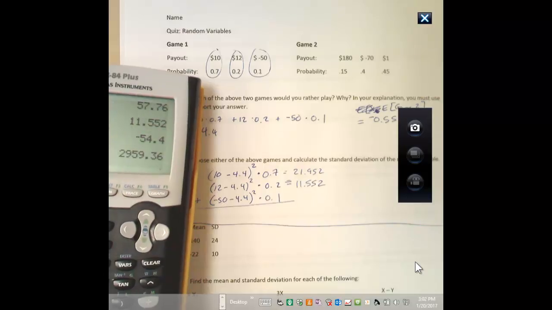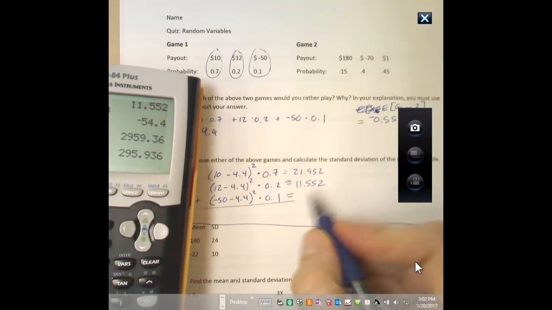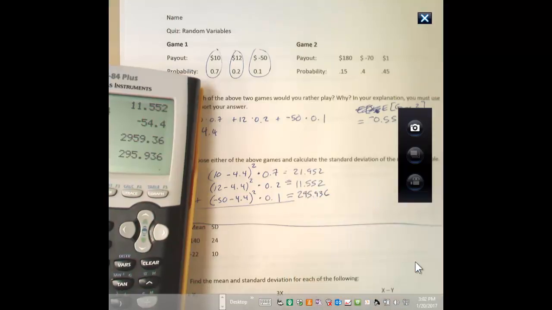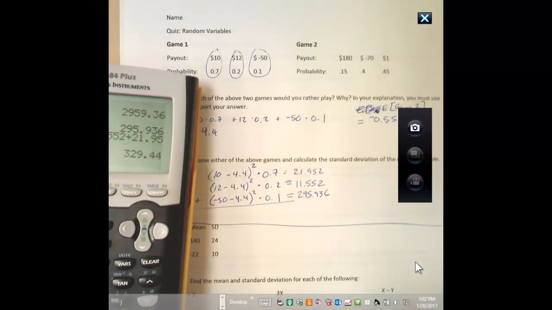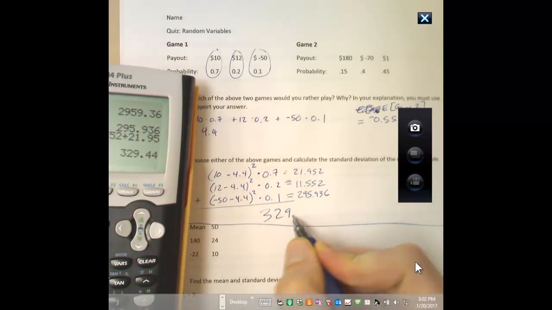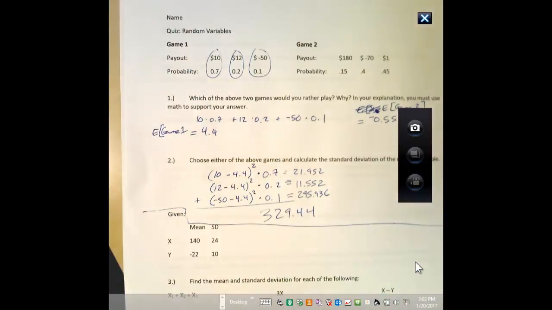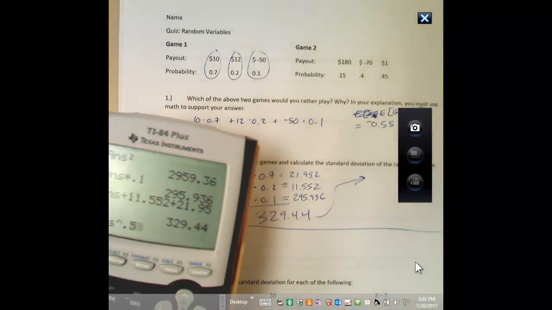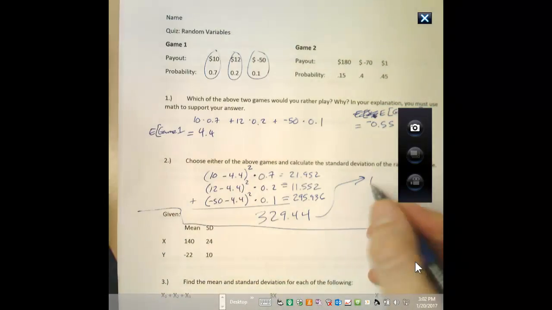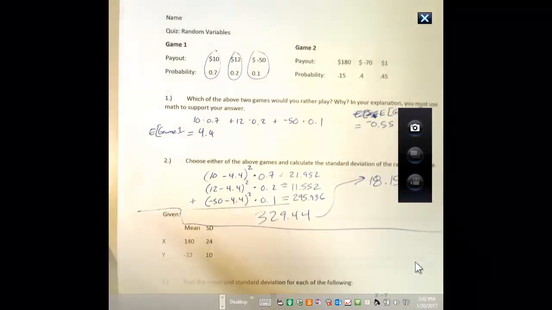Square that, get a positive, times 0.1. Okay, so this is the biggest term of the three for sure. So we add those up. And we get this, and that's the variance. And then if we do the square root of that, we get the actual standard deviation.